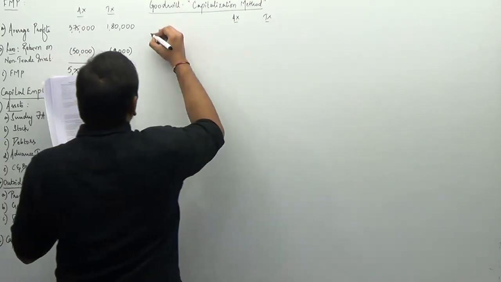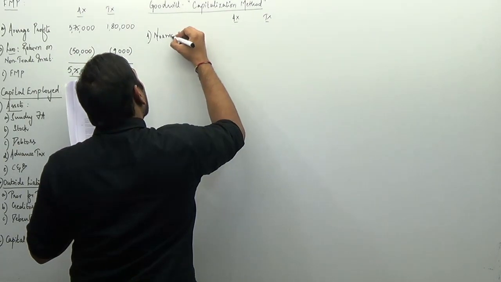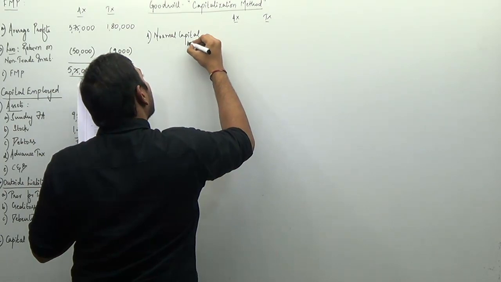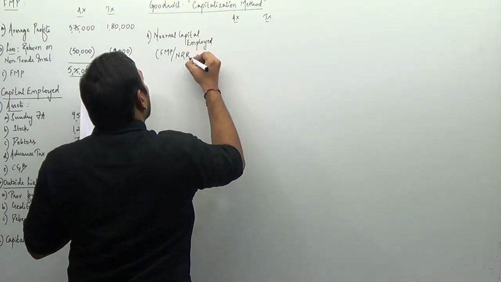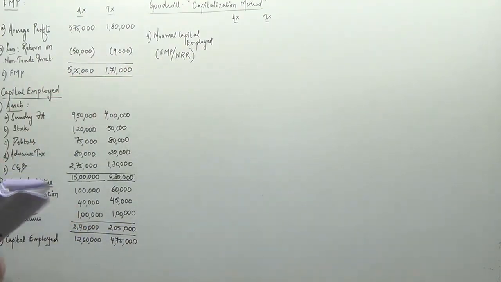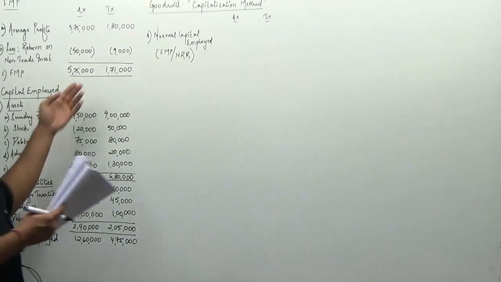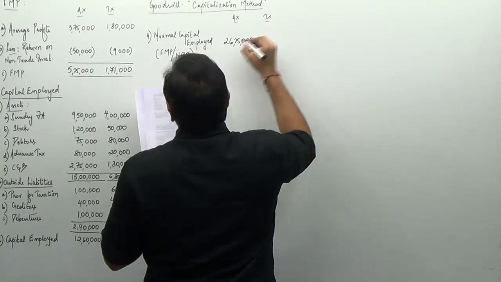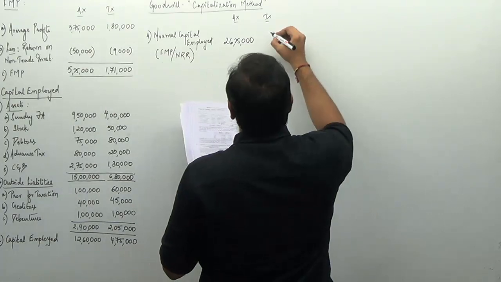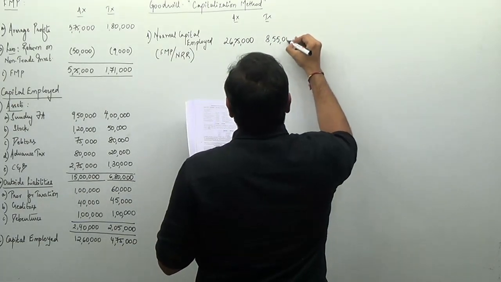Maintain two columns, AX and TX. First one, normal capital employed. FMP by NRR. FMP we already calculated. This is FMP divided by NRR. FMP is 5,25,000 divided by 20%. So this should be 26,25,000. 1,71,000 divided by 20%. Now this is 8,55,000. Check your calculations once.